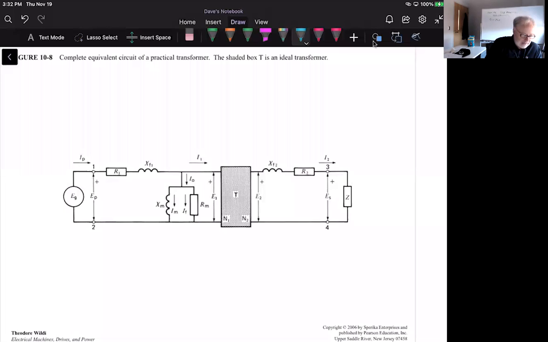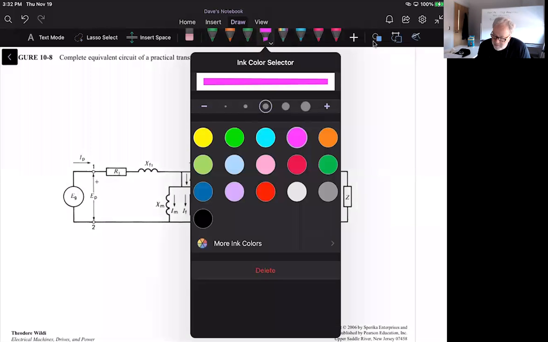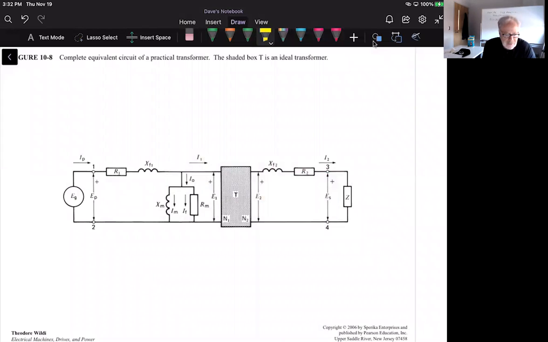So Mr. Wilde tells us that this equivalent circuit that we looked at in figure 10.8 is really too detailed for most of the things that we want to incorporate into our thoughts in terms of a transformer. So we're going to go through this process and we're going to simplify this thing, okay? And let's see, how does he go about that?